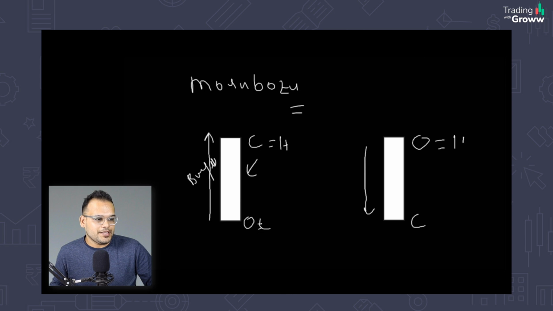In this case, the open itself is the high and the close itself is the low. But in a realistic chart, it will not look like this. There will be shadows, but very negligible shadows like this.